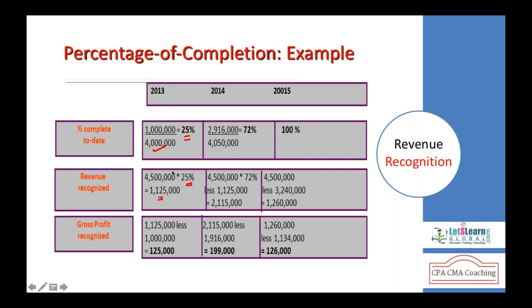As you know, this is the first year, there is no prior year, so we don't need the third step. So 1,125,000 minus cost incurred in the first year, 1 million. So the gross profit is going to be 125,000.